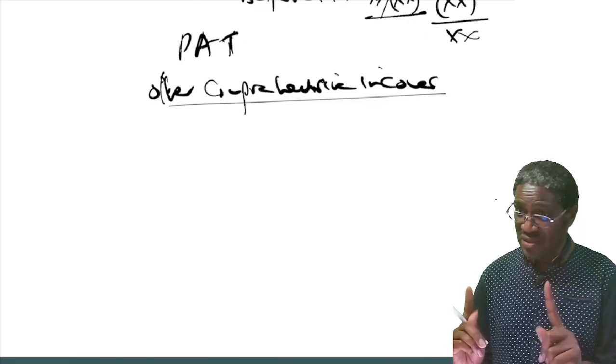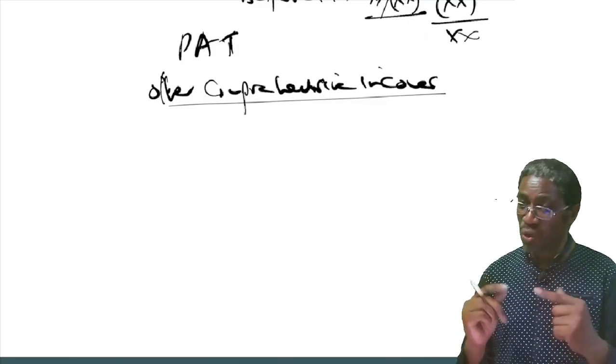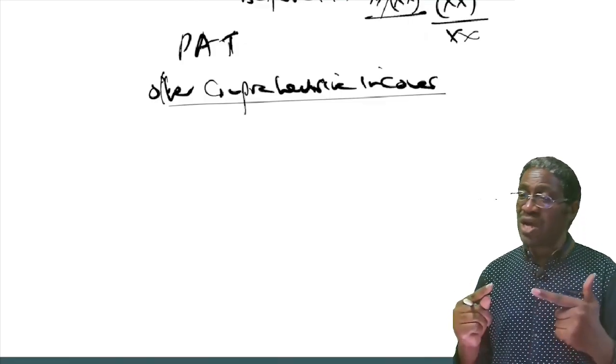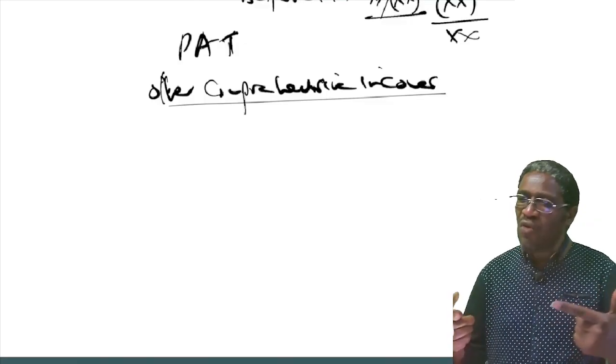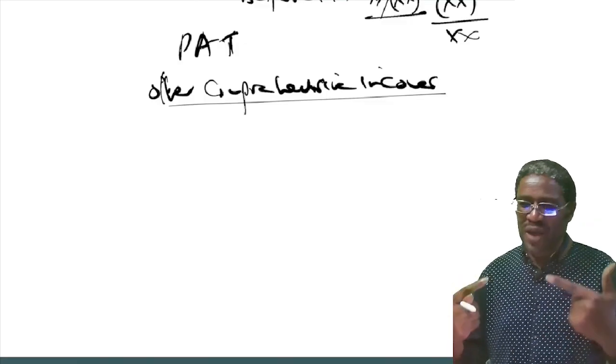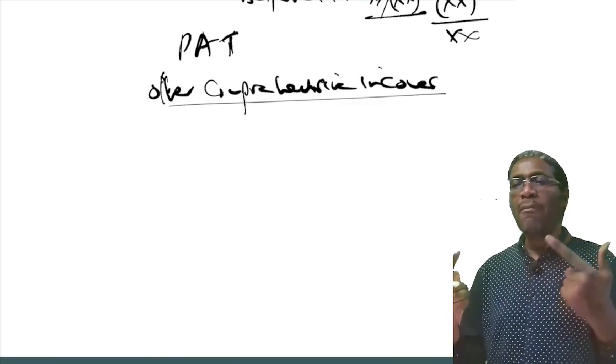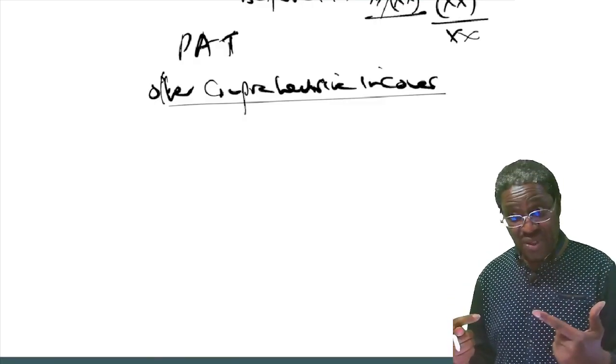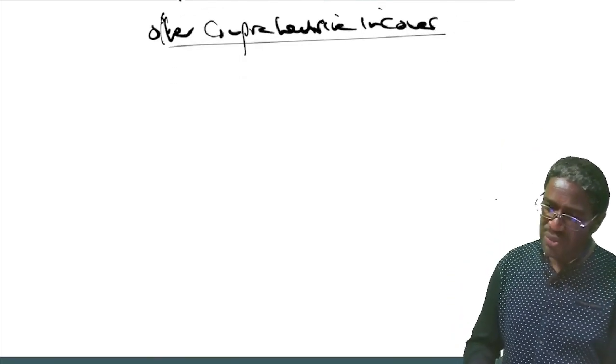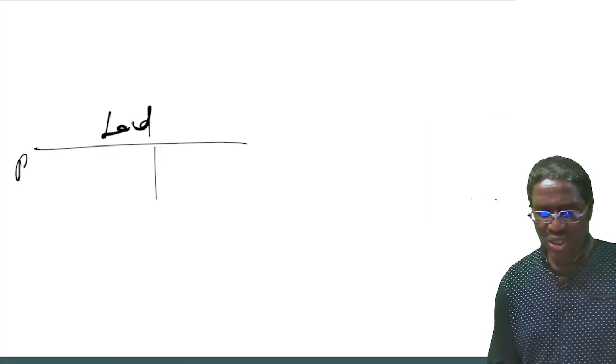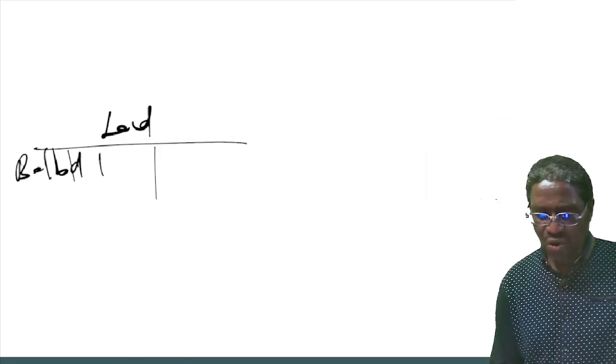That's a gain. So you are allowed now to show it as part of other comprehensive incomes. Let me give you an example. Assuming as a company you have an asset, let's call it land, which has a balance brought down of 100 million.